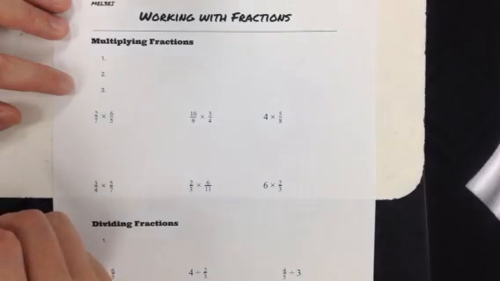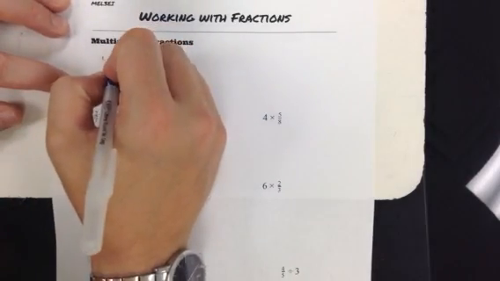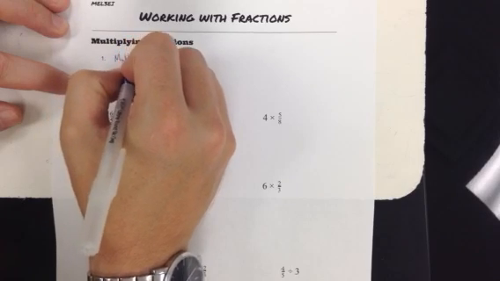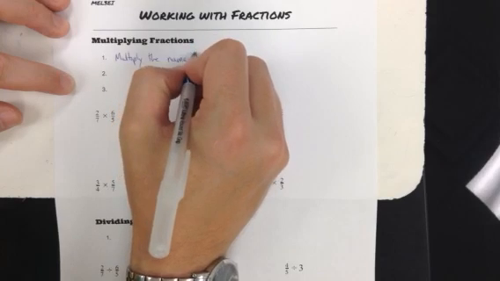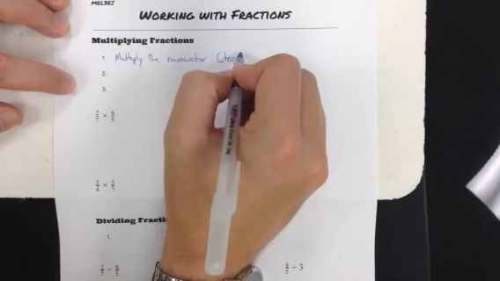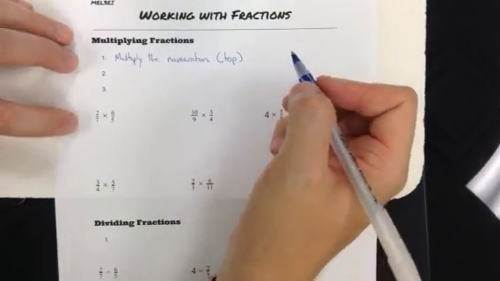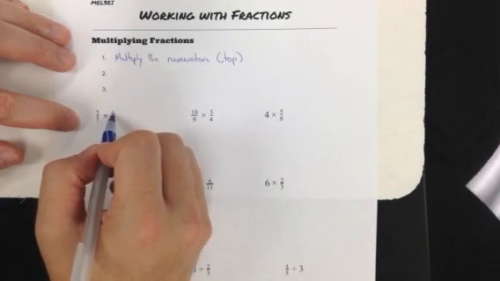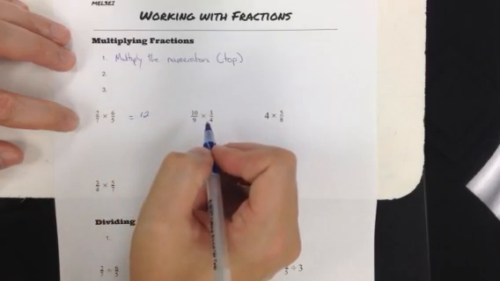We're going to start with multiplying fractions. 3 easy steps for multiplying fractions. First thing we're going to do is multiply the numerator. Now numerator, that's just a fancy math term for the top number. So we're going to multiply the 2 top numbers together. So if I look at this first example here, 2 times 6. Now 2 times 6, that's 12. So that's pretty easy so far.